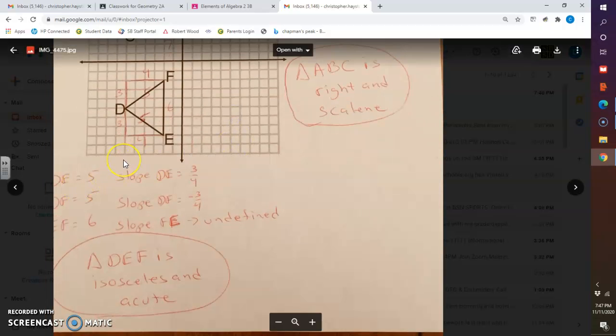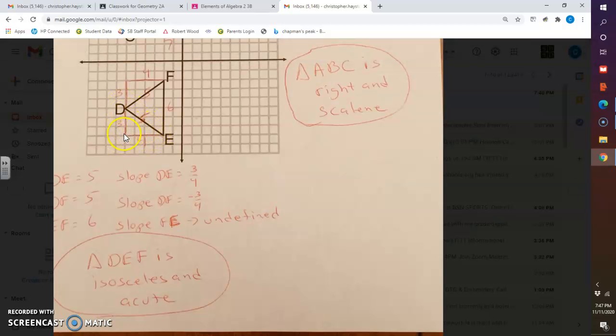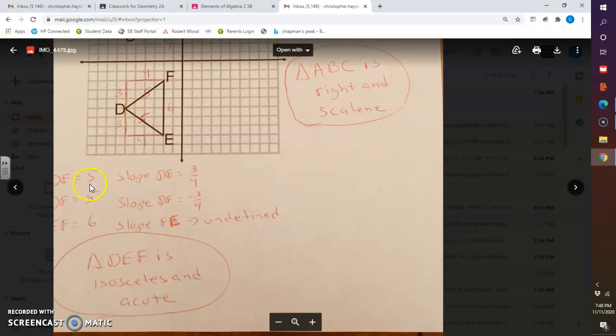The bottom one, we have a distance of up 3 over 4. 3 squared plus 4 squared equals 5 squared. So this DF length is 5. 3 squared plus 4 squared, we get another 5, so the square root of 5 squared is 5, so DE is 5. So these two are equal, and I can just count here for a straight line.